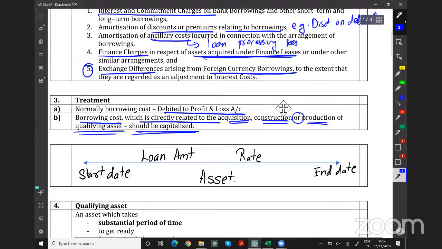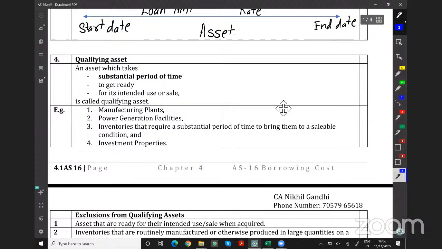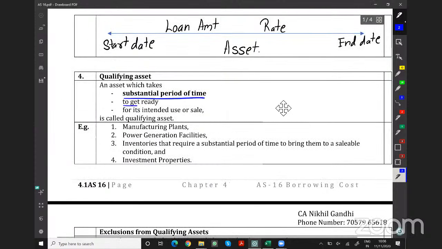So, sir, what do you mean by qualifying asset then? A qualifying asset, an asset which takes substantial period of time to get ready for its intended use or sale is called as a qualifying asset. See, so first one was normally borrowing cost should be debited to profit and loss account. But in case of qualifying asset, the cost should be capitalized. So what do you mean by qualifying asset?